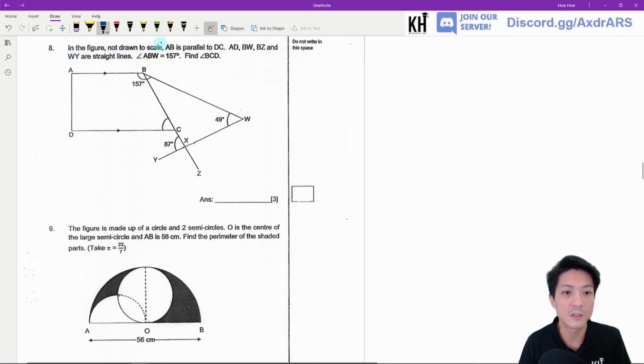Question 8. The figure is not drawn to scale. AB is parallel to DC. DBW, BZ and WY are straight lines. Angle ABW is 157, so this whole thing, they want you to find angle BCD, which is this angle over here. Okay, the first angle that I'm gonna find is this angle over here. Maybe I can use red color.